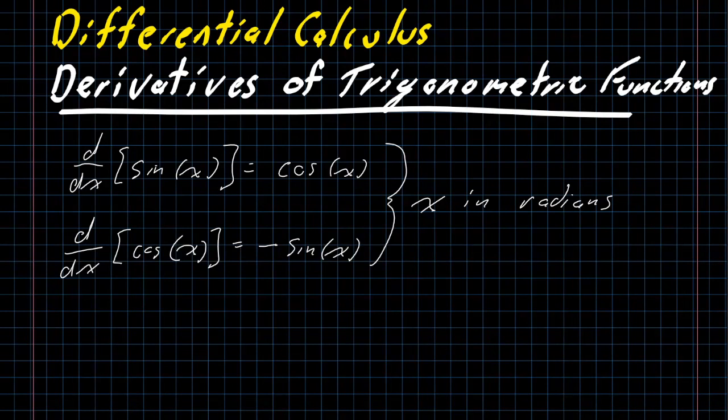But these rules only work when x is in radians. If you have x in degrees, you're going to end up with factors of 360 and pi just sprinkled throughout. It's annoying. We don't want to deal with it. This is why when we talked about trigonometry earlier in the course, I said we're going to stick with x always in radians. It makes things work.